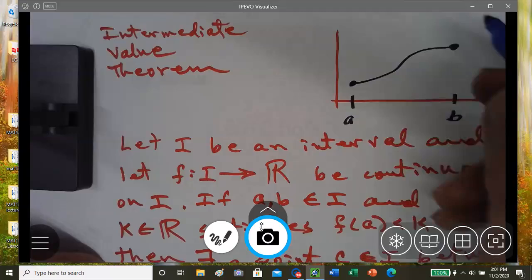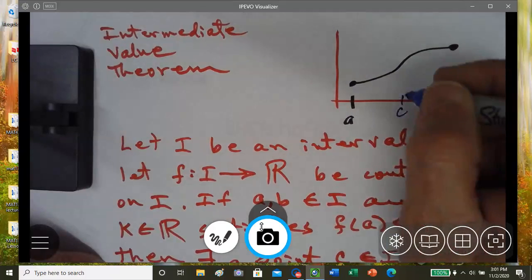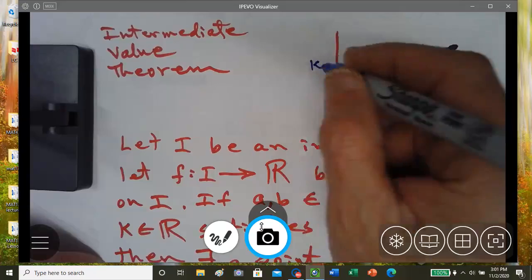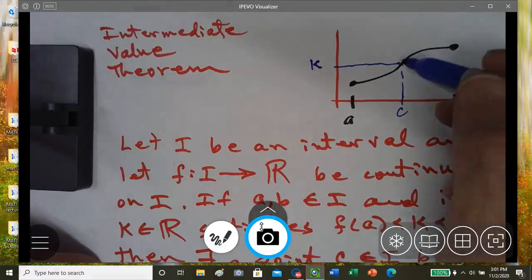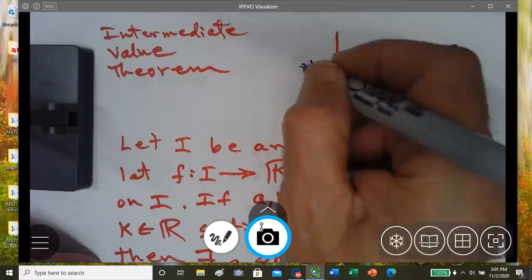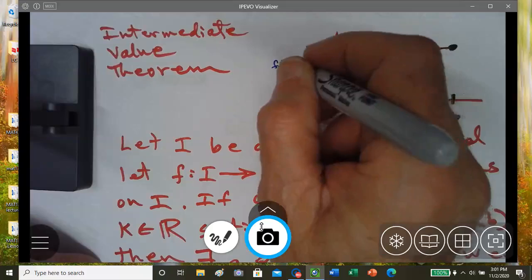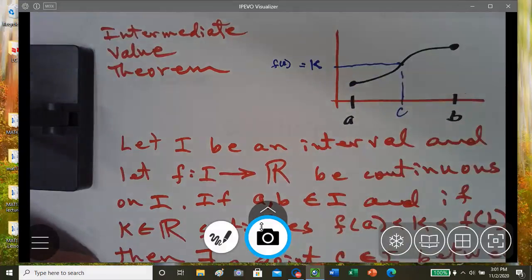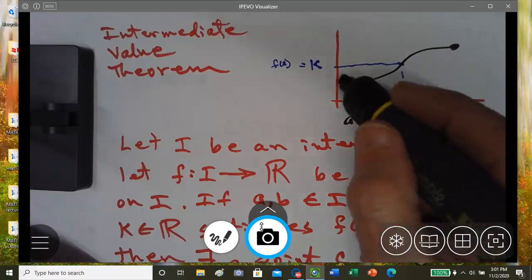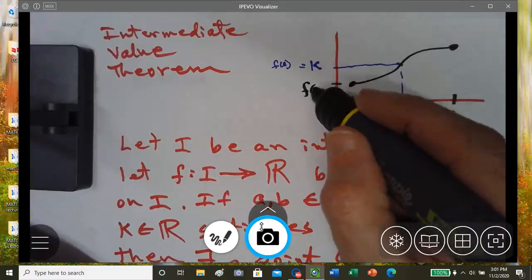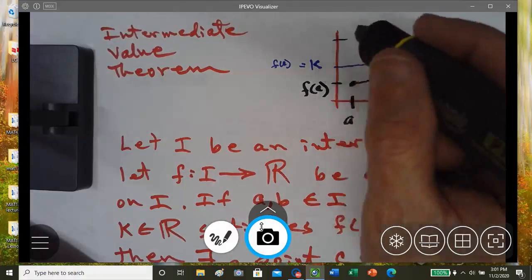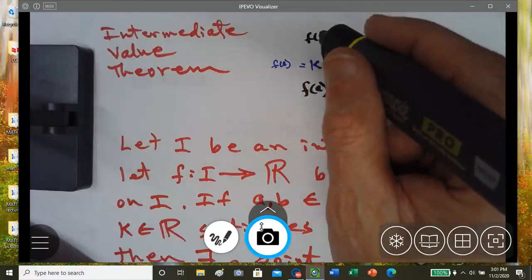So in other words, we've got this point C that is going to produce K. So we're saying that f of C equals K. So this point here, if this is A, then this point here is f of A. And if this is B, then this point here is f of B.